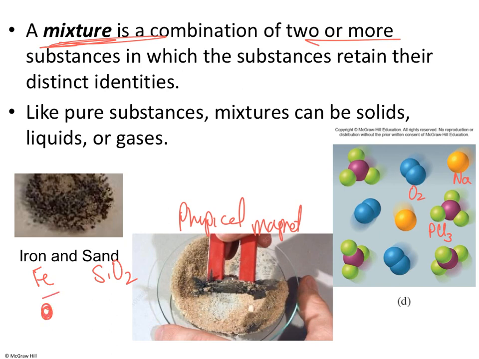Iron, since there's only one of them, could be represented pictorially like that, and silicon dioxide could be represented like this. You can imagine that these can be separated by their properties. One of the properties of iron is that it's magnetic, meaning it is attracted to a magnet, so you can use a magnet to separate the two.